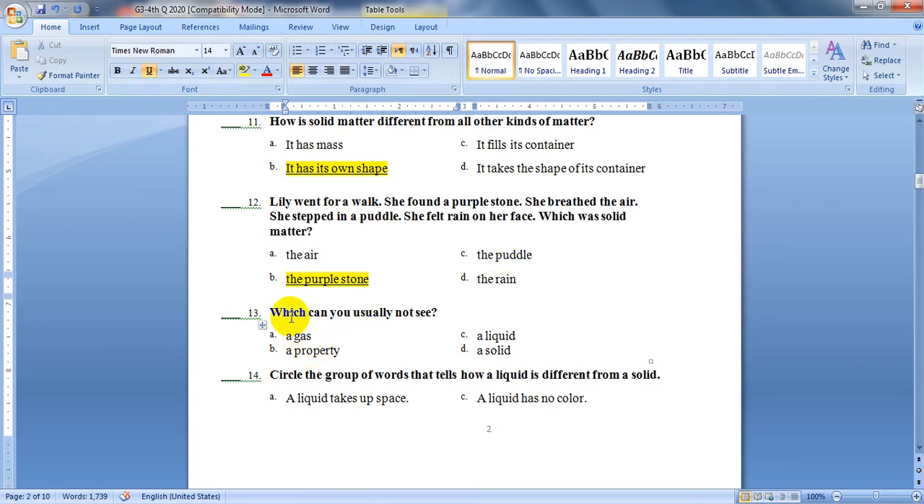13. Which can you usually not see? What can't you see? A gas, a property, a liquid, a solid. We cannot see a gas.